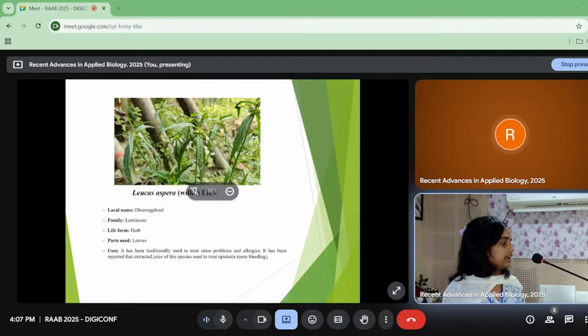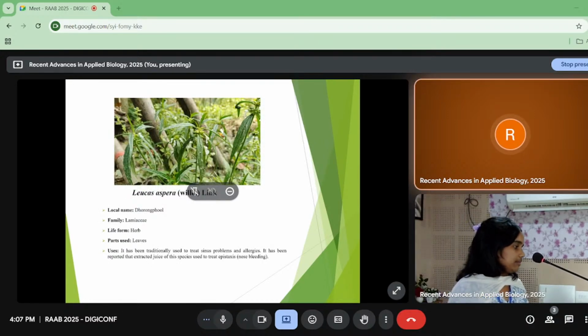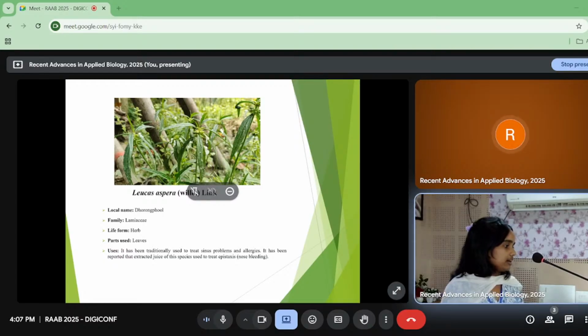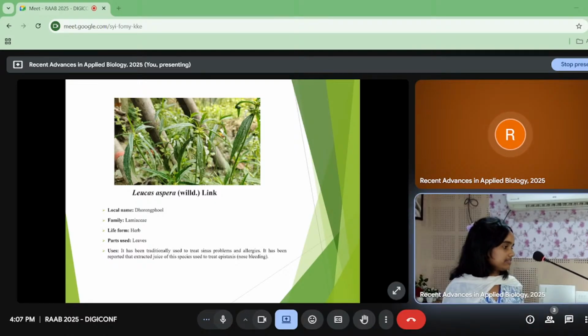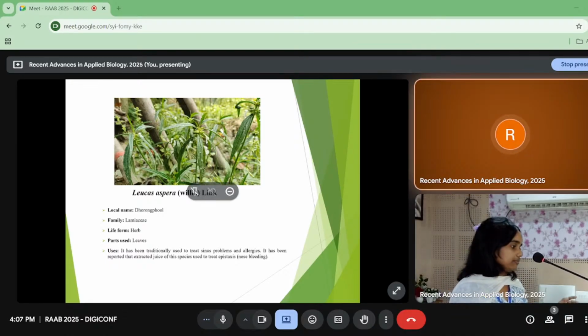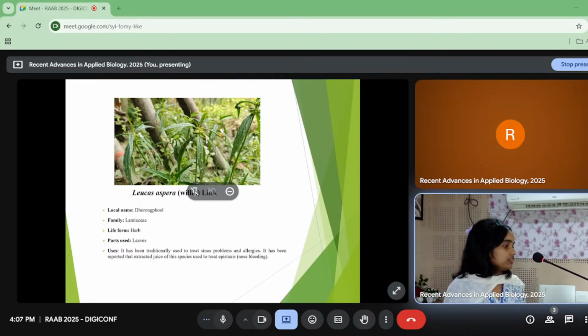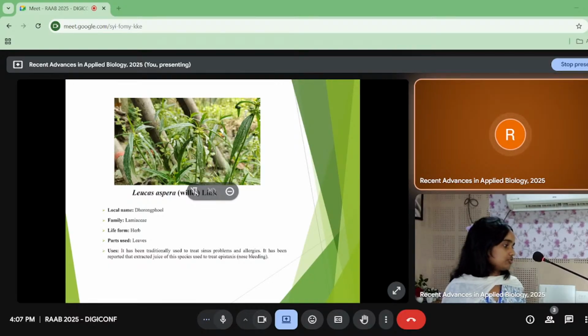So here is another species. The botanical name is Leucas aspera. It has been traditionally used to treat sinus problems and allergies, and the extracted juice of this species is used to treat epistaxis, which is a nose bleeding condition.